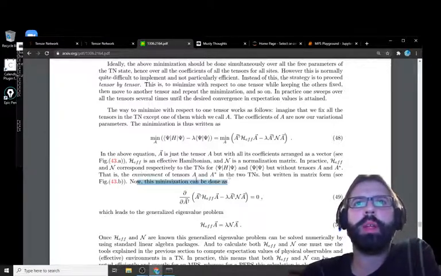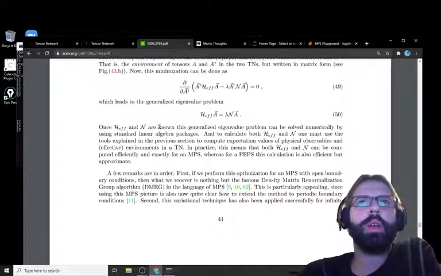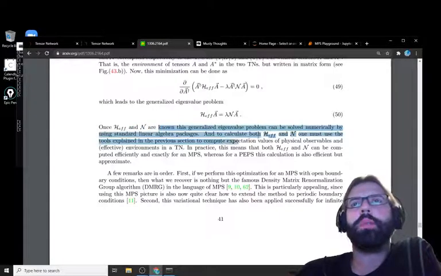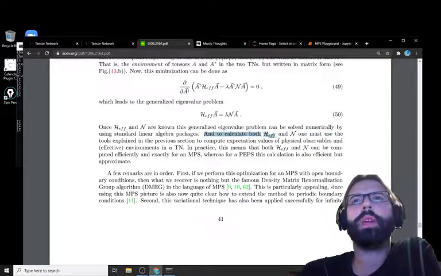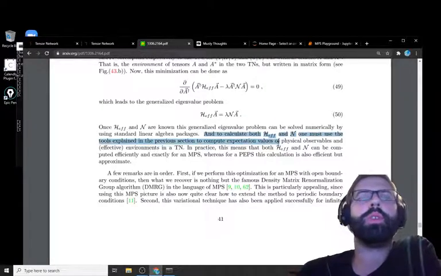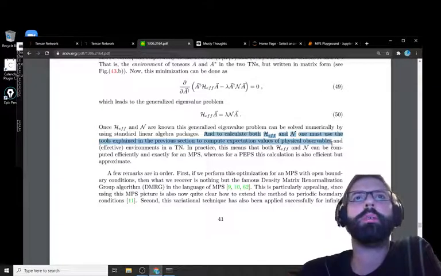This minimization can be done like that, so whatever minimizer you put in there, which leads to the generalized eigenvalue problem. It is solved numerically by using standard linear algebra packages, and to calculate both HF and N, one must use the tools explained in the previous section to compute expectation values of physical observables and effective environments in a TN.